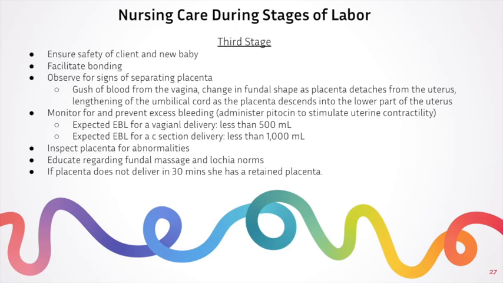We need to monitor for and prevent excessive bleeding. Oftentimes, we will deliver Pitocin at this time. Pitocin helps the uterus contract, and it helps that placenta to deliver and keep that bleeding down to a minimum. The expected estimated blood loss for a vaginal delivery is less than 500 milliliters, and for C-section is less than 1,000 milliliters. So if you're going to have more than this, we might have a hemorrhage happening. So you want to be mindful of how much bleeding your client is having.